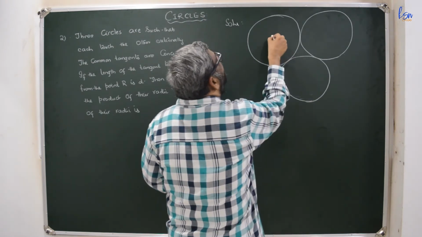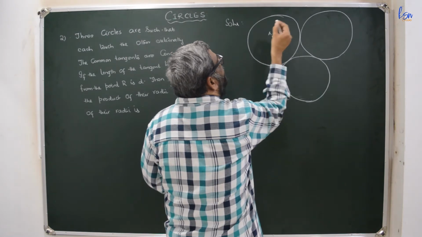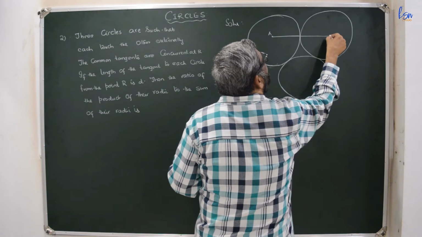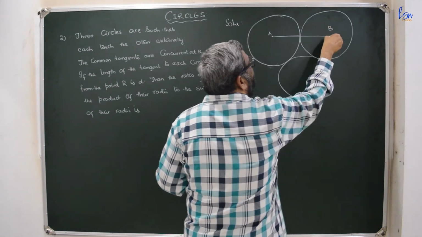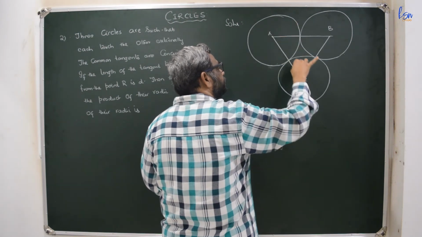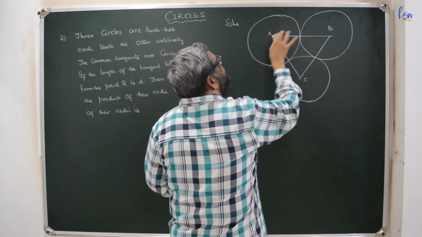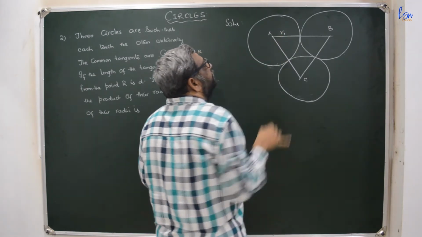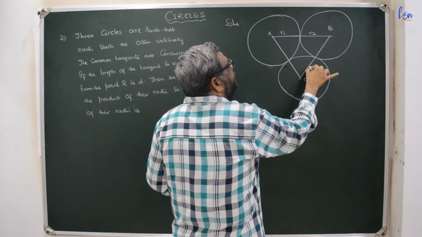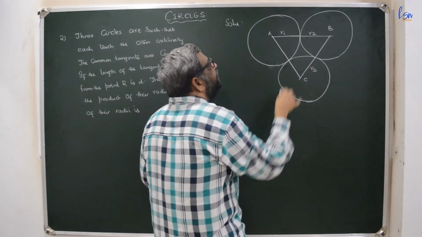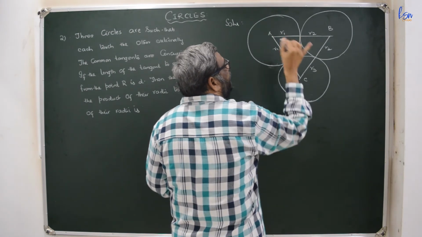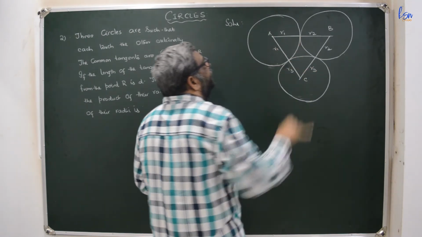Now here, let this be the center A. Let us join like this. This is the center B of the second circle and center C of the third circle. Let this be the radius of the first circle R1. The second circle radius is R2. The third circle radius is R3. So this is also R2, this is R1, and of course this is R3.